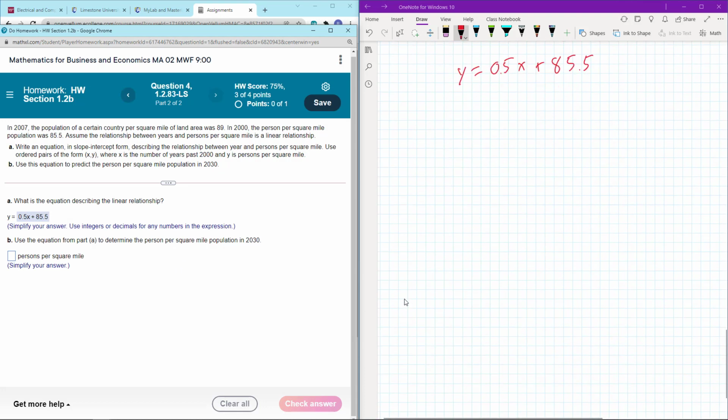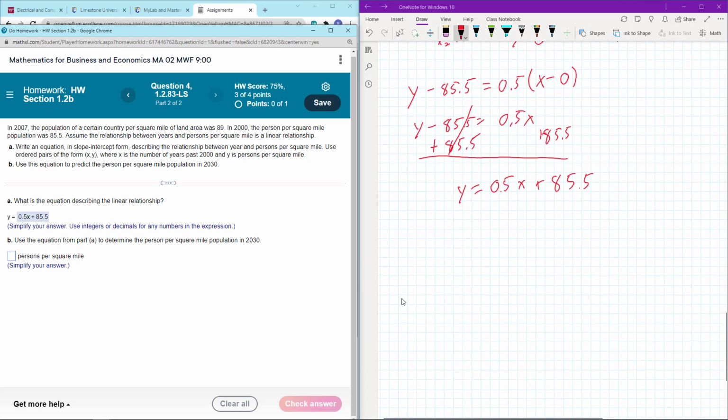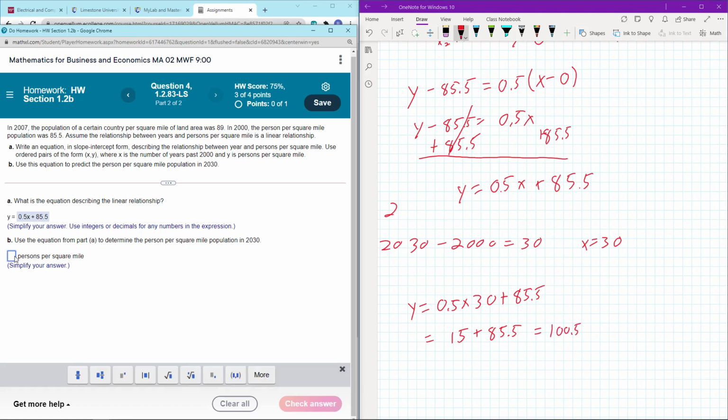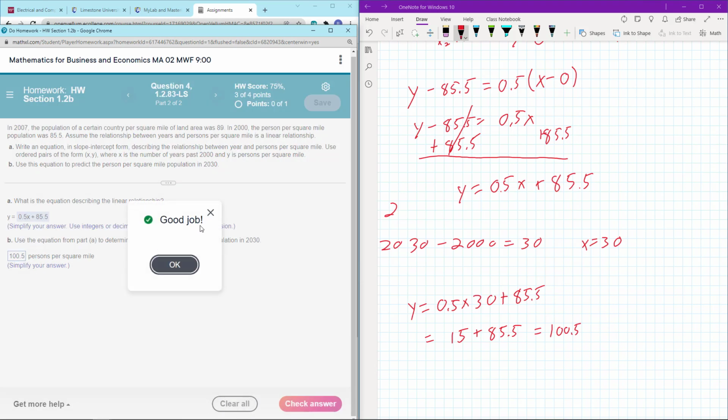Okay, 2030 is 30 years after 2000. 2030 minus 2000 is equal to 30, so x is equal to 30. So all we need to do is basically substitute 30 for x and see what we get. So we will have y is equal to 0.5 times 30 plus 85.5. Well, 0.5 times 30 is just 15. So this is going to be 15 plus 85.5, and that should be 100.5. And I was right. Who knew?